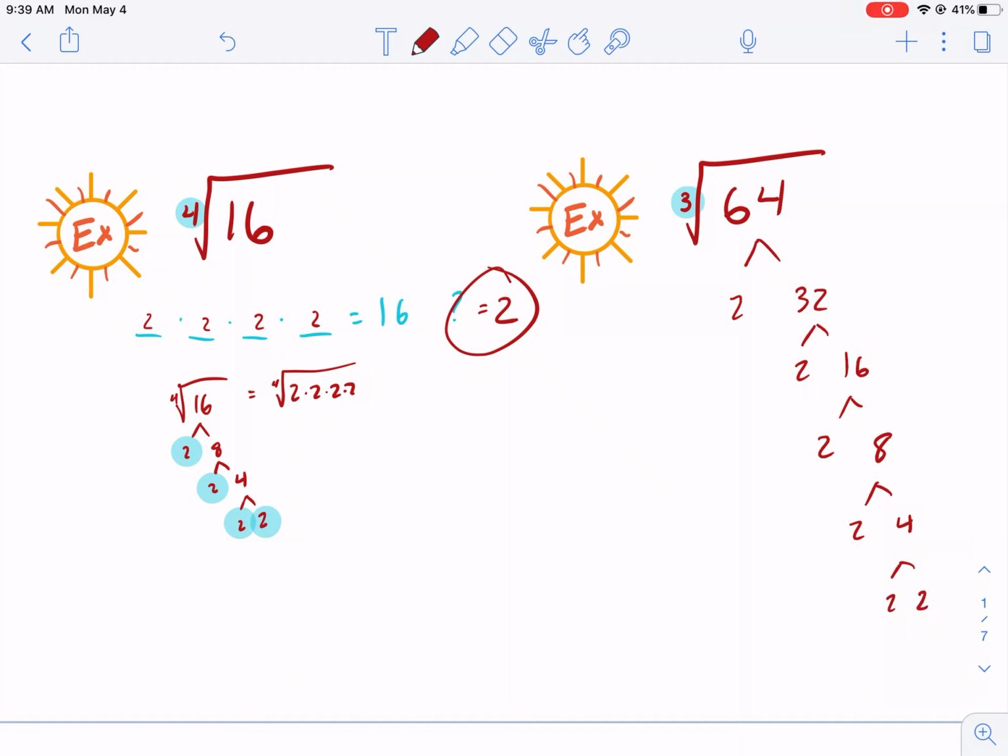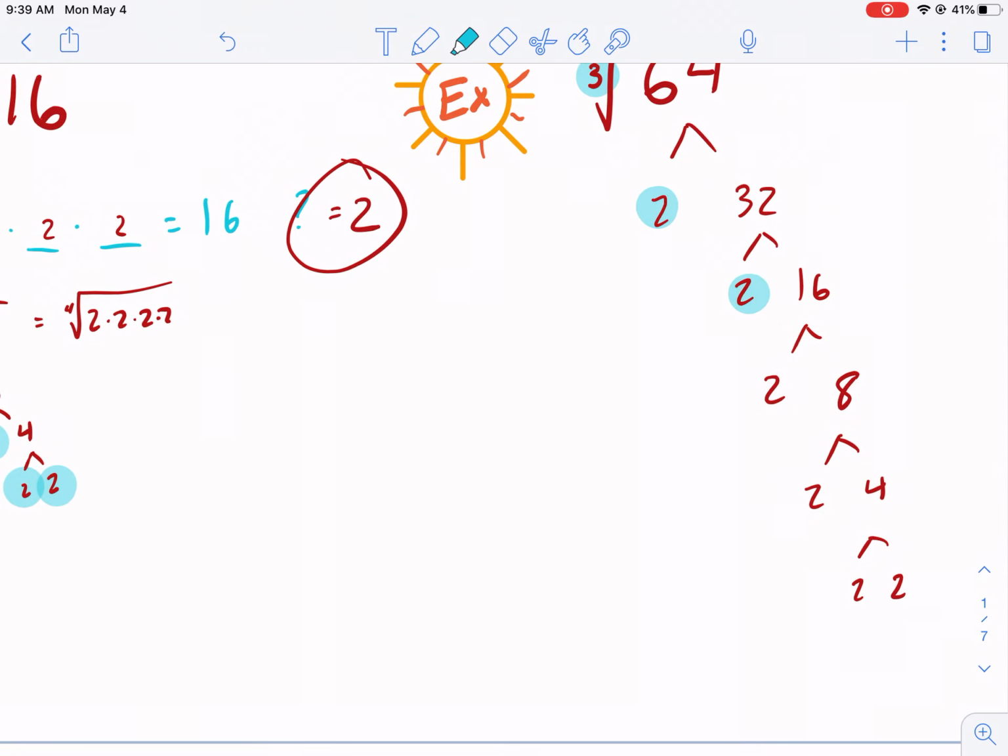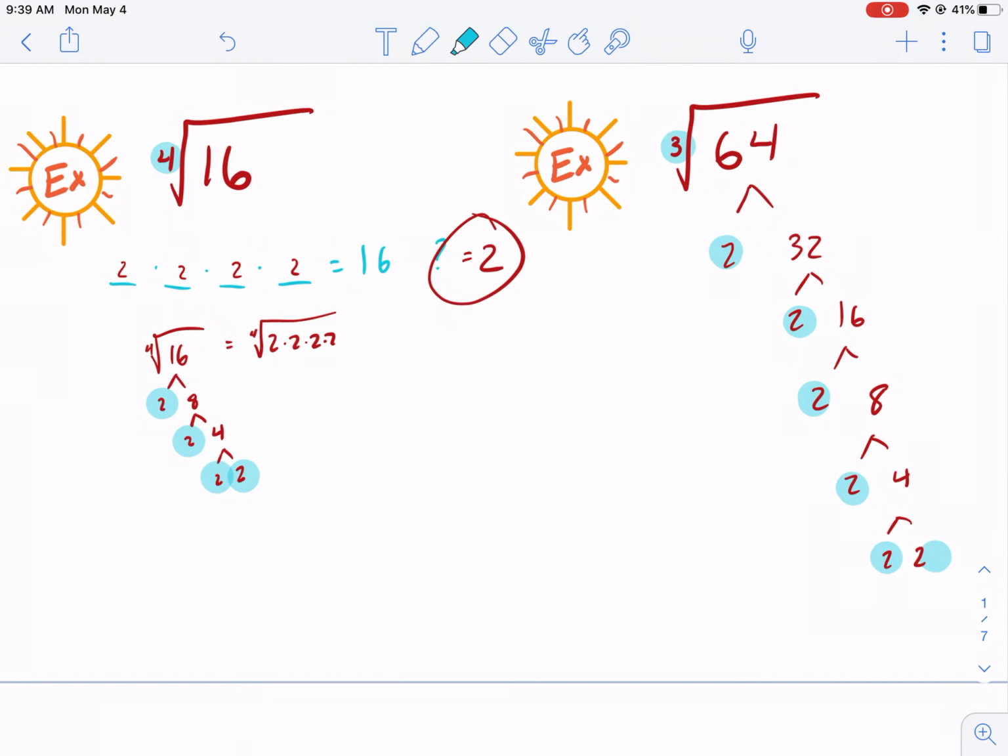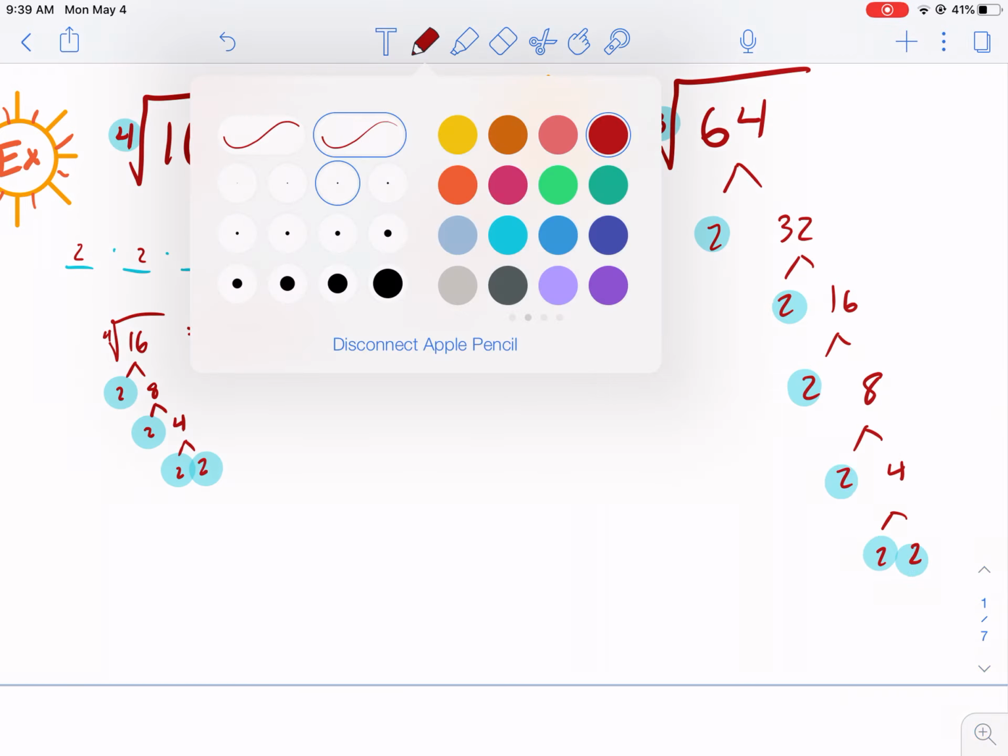Okay, now look here. It doesn't look like we have a number times itself 3 times. We have a number times itself 6 times, but not 3 times. So what can we do? Well, instead we could group it up. Since there's 6, let me go ahead and highlight these again. Since there's 6, we could group these up into groups of 2.